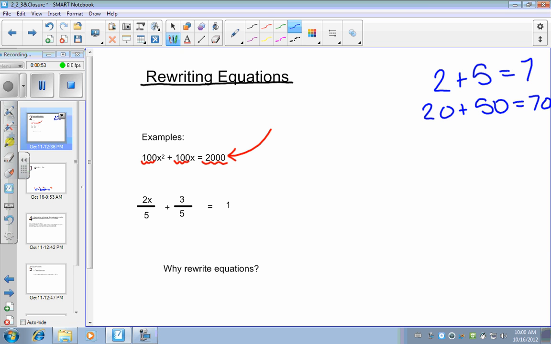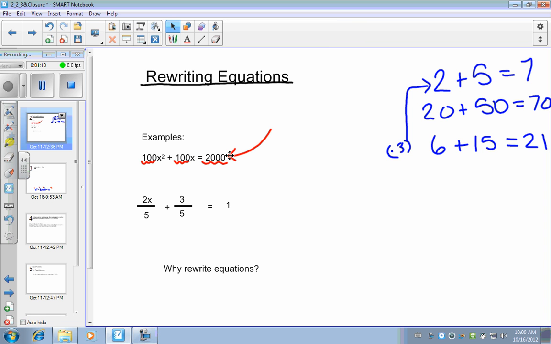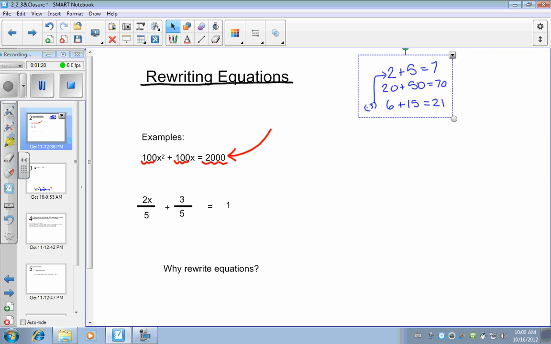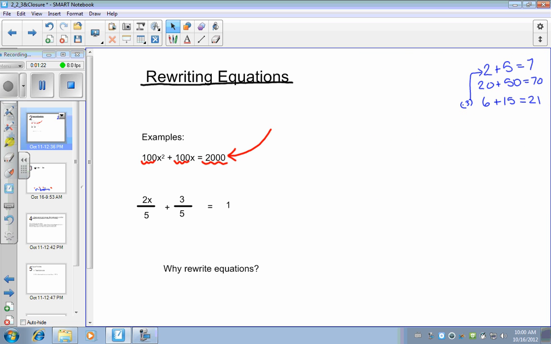Or let's say I multiplied everything in there by 3. 6 plus 15 equals 21. It's true. So it's perfectly acceptable to multiply as long as you multiply everything by the same thing. You're not changing the truth of that statement at all. And so that's all we're going to do here, we're going to keep the truth the same, but we're going to change the way it looks.